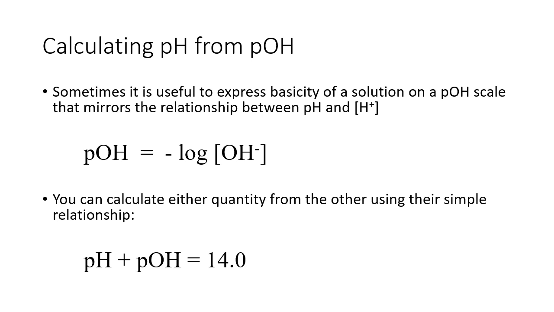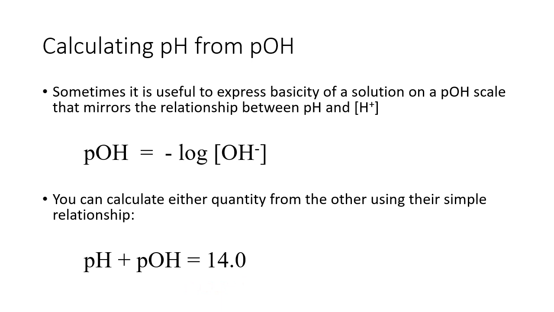So sometimes it is useful to express basicity of a solution on a pOH scale that mirrors the relationship between pH and H+. This is because, as we have defined earlier, bases increase the concentration of OH minus in a solution. So if we want to look at pOH, we have a very similar equation: pOH equals the negative log of the concentration of OH minus. Now you can use this to calculate the pH with this equation here. pH plus pOH equals 14.